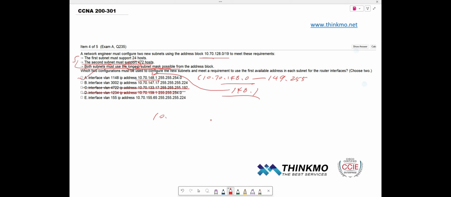Then this 10.7.155.64, its range, the scope, is 10.7.155.95. Between these, the first one is 155.65. So 155.65 is directly option E, right? Option E is correct, which means option B is incorrect. The correct answers for this question are A and E.